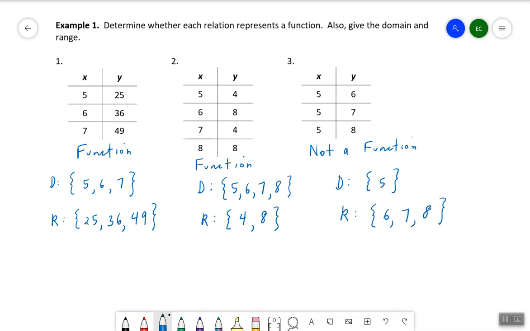Okay, so we have learned how to recognize a function from a table, and we've also learned how to state the domain and the range. In the next video, we'll go on and we'll look at a graph, and we'll be able to determine if that's a function or not, and also what is its domain and range.